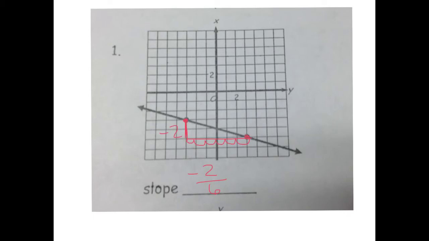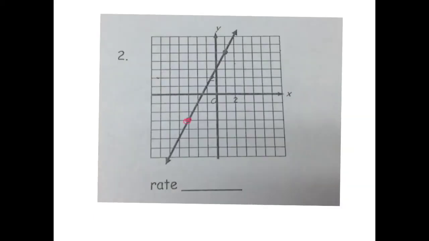Okay? Since this is an unreduced fraction, I have to reduce it. If I had a calculator, I would just type it in and do math 1 enter. But I don't have one on me right now, so I have to use my old school methods, which is what goes into both of them. 2 goes in that 1 time, 2 goes in that 3 times, so it's -1/3.